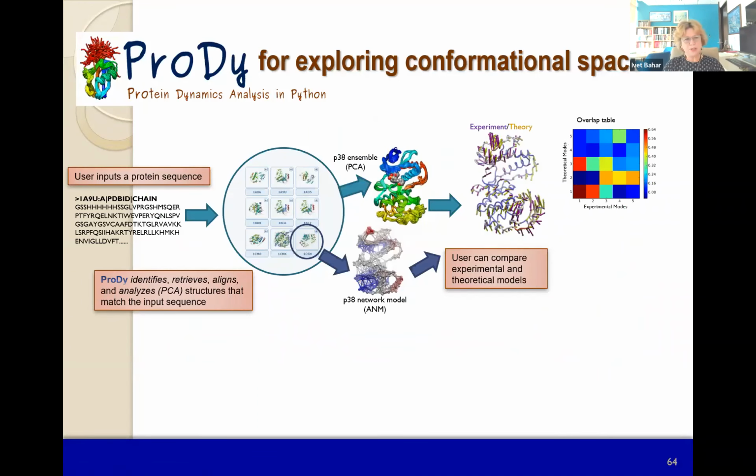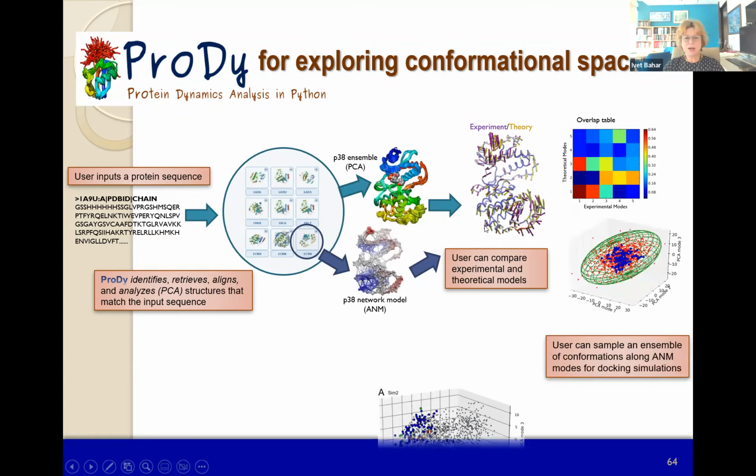So ProDy, overall, this is a summary. The good news is that you also can start with a sequence and retrieve from the PDB all the structures, and you're going to see in the hands-on all the structures that have this sequence within a certain sequence identity threshold that you can define. Now you can superimpose them. You have an ensemble of structures, or you can do the ANM analysis, compare them, etc.